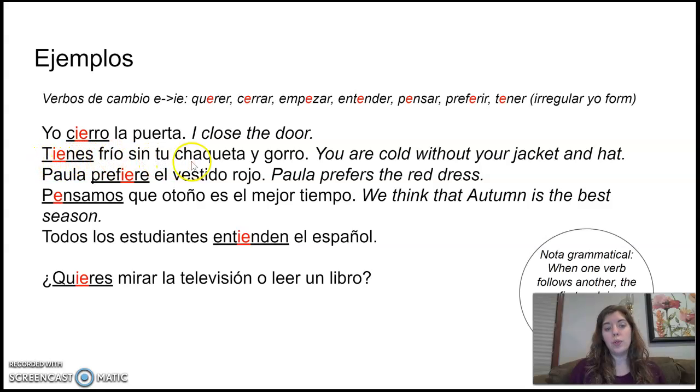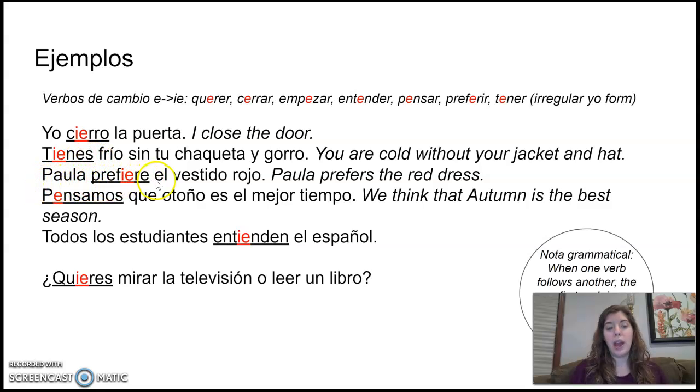Tienes frío sin tu chaqueta y gorro. You are cold without your jacket and hat. Here, tener is irregular in the yo form, but this is the tú form, so we do have that stem change, and we add the es ending, which is a regular er verb ending.